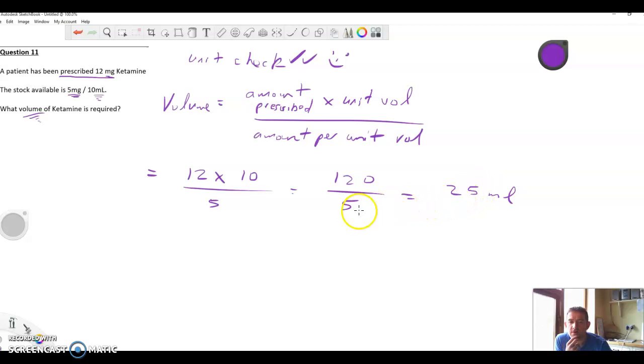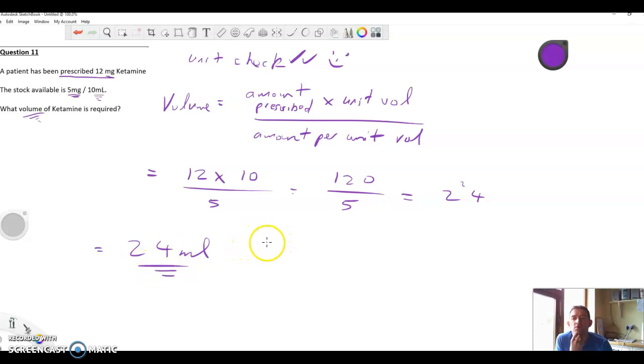I think I've gone wrong. 5 into 12 goes twice, and yeah, went wrong there. So I did this earlier as well. 5 into 12 goes twice, and 2 over. 5 into 20 goes 4 times. So our answer is 24 milliliters.